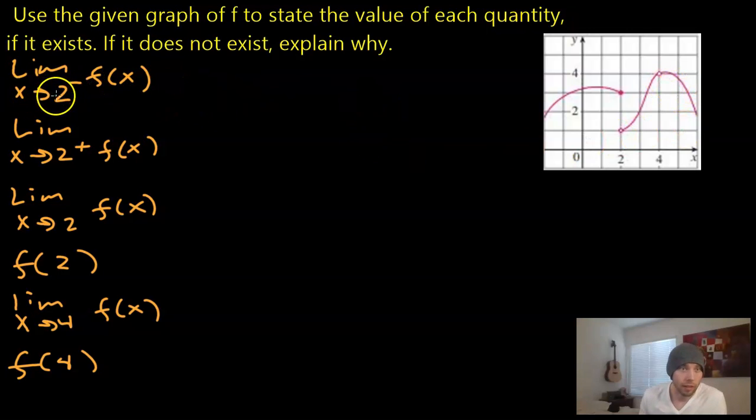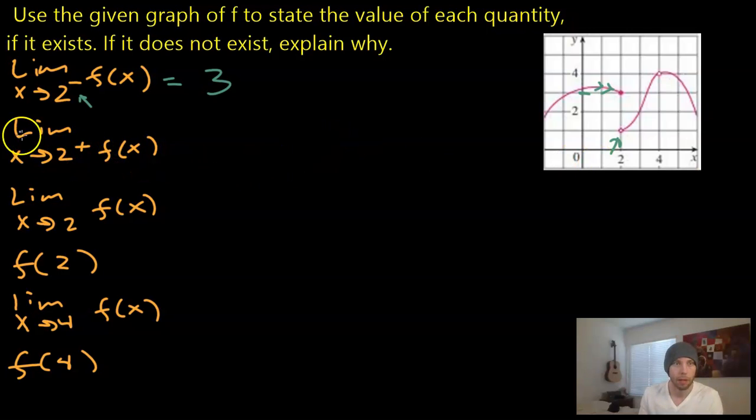The limit as x approaches 2 from the left, that little negative sign meaning from the left, of f of x. So what is that? We follow along, and let's say we're approaching this point 2 right here, and we're coming from the left. As we approach 2 from the left, meaning we're moving to the right, it looks like we're going to hit 3. So we're going to say it's actually equal to 3.